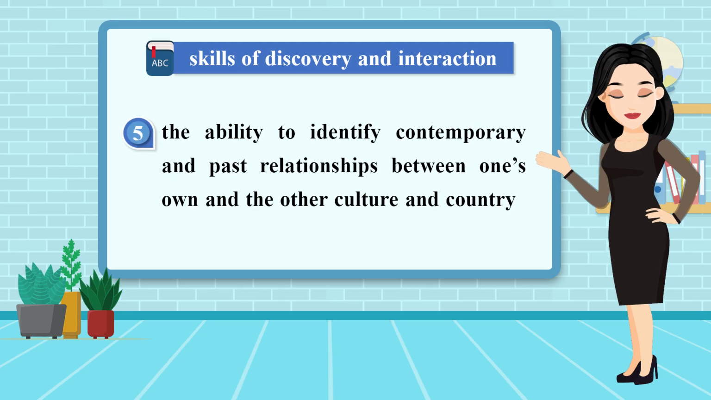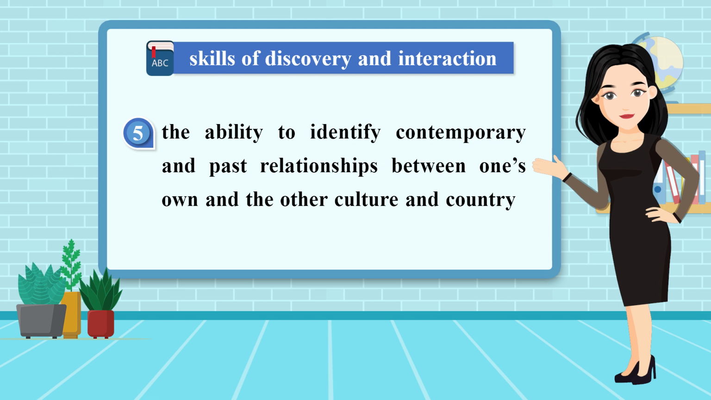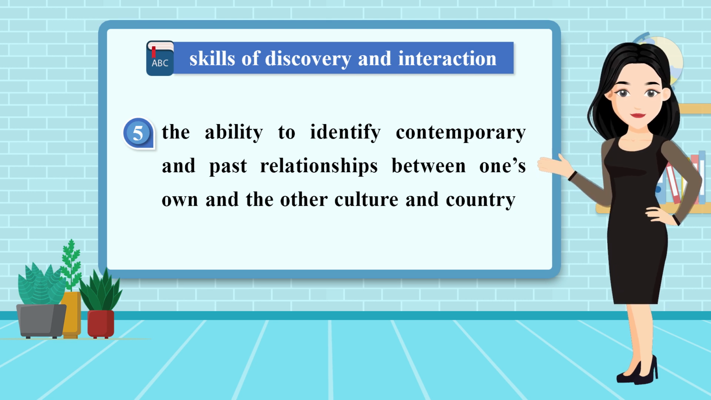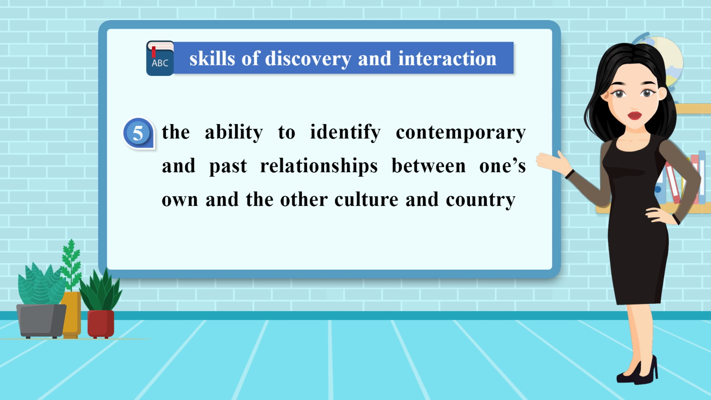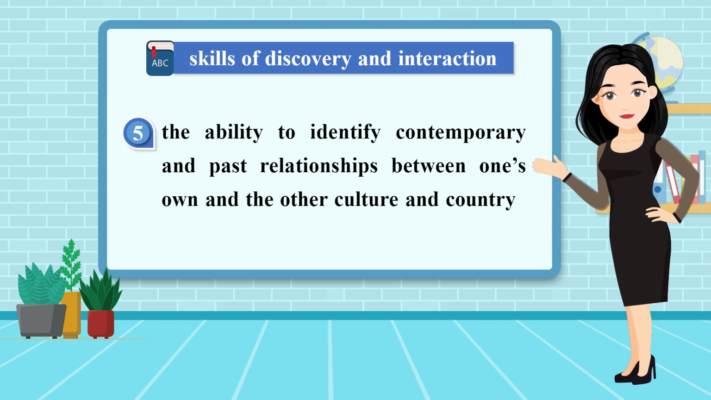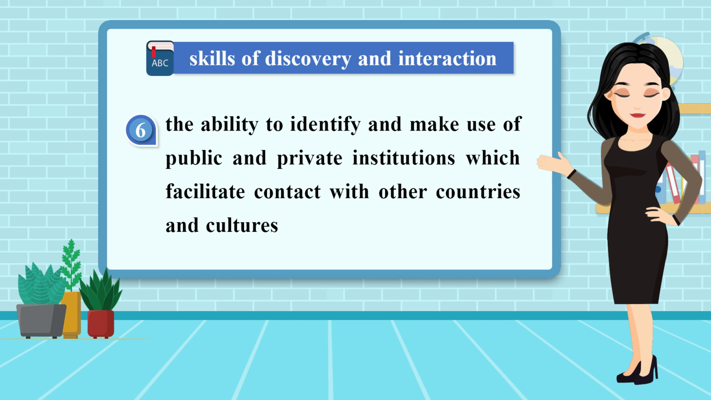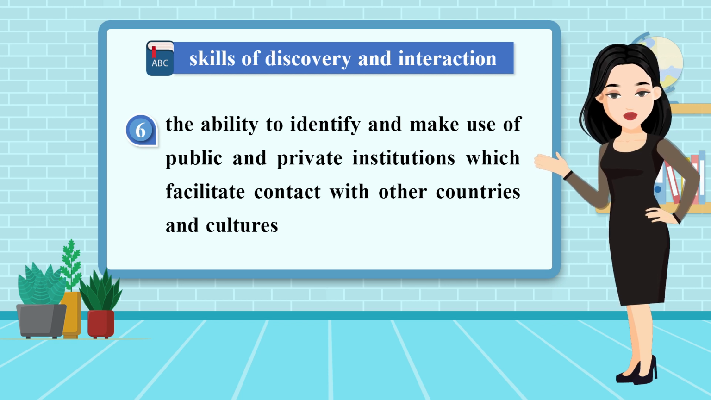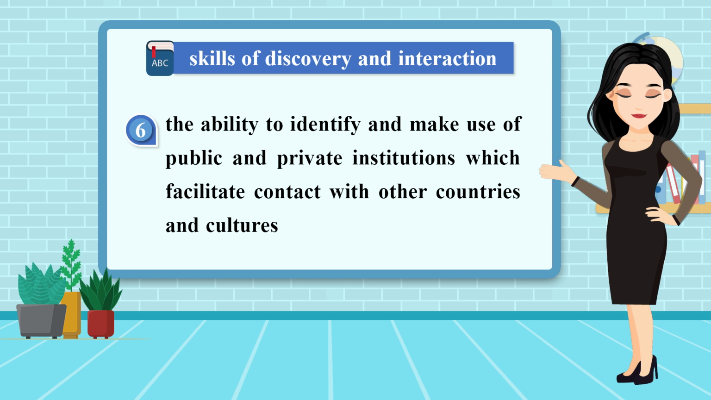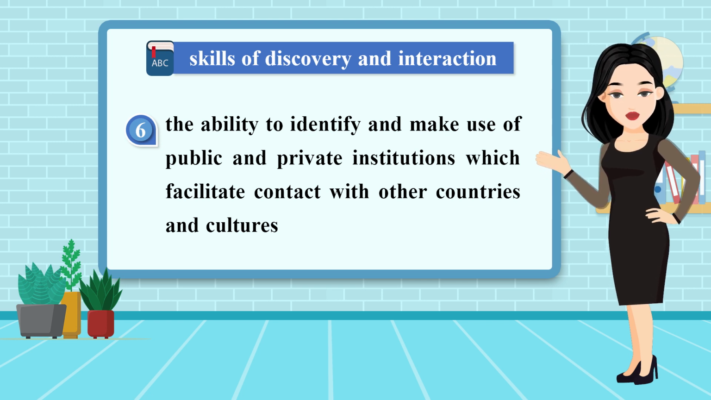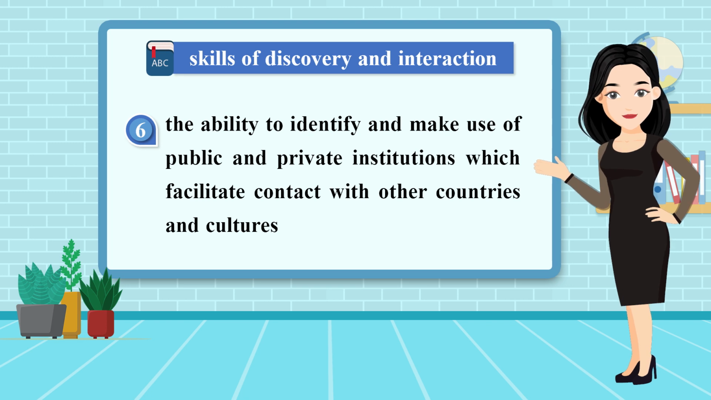The fifth is the ability to identify contemporary and past relationships between one's own and the other culture and country. The sixth is the ability to identify and make use of public and private institutions which facilitate contact with other countries and cultures.